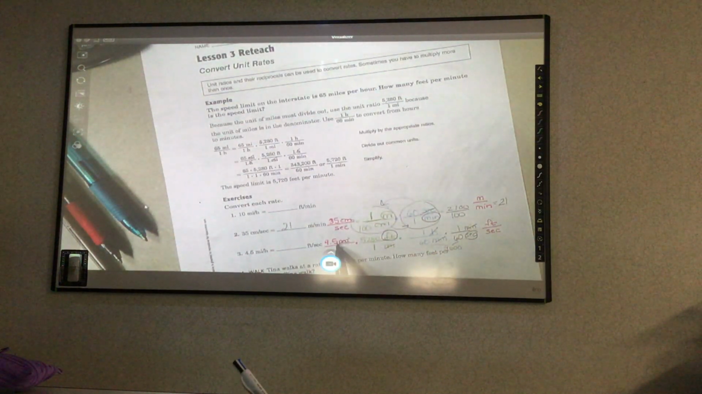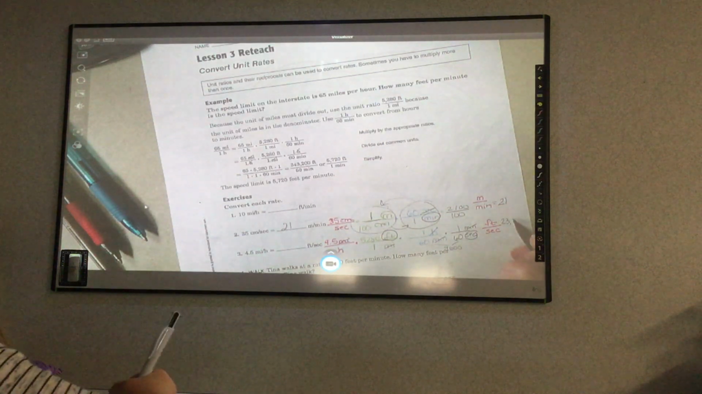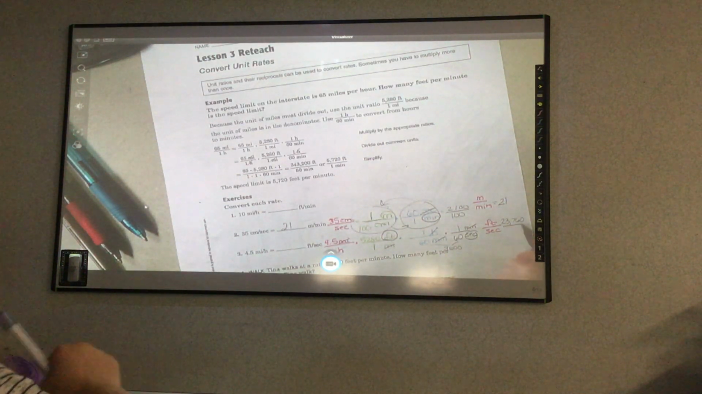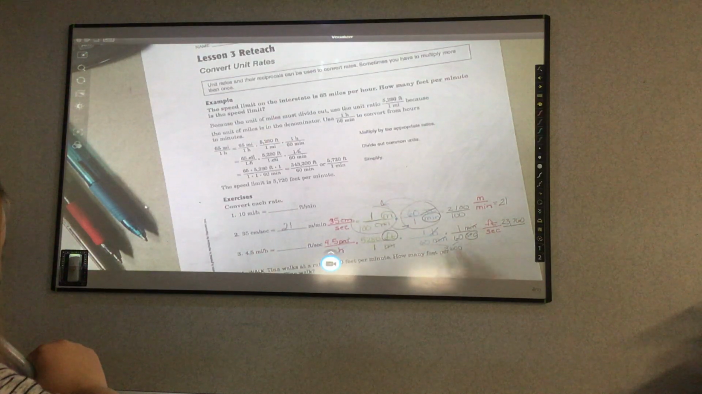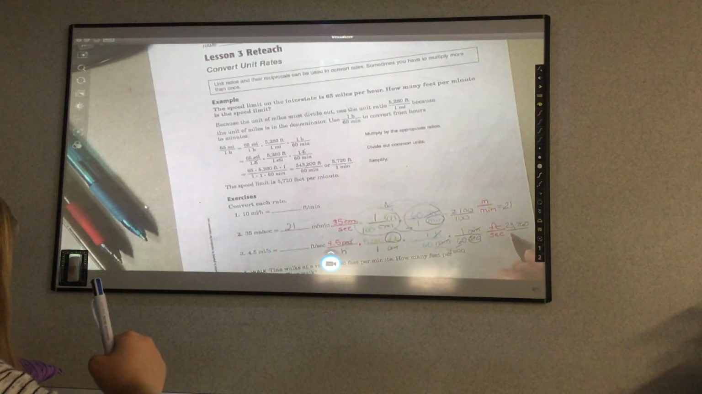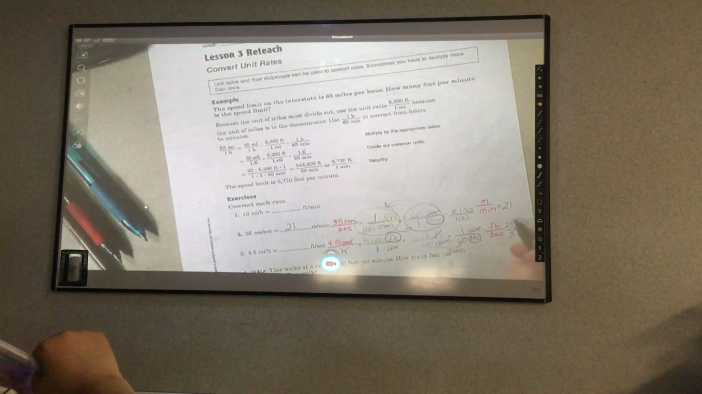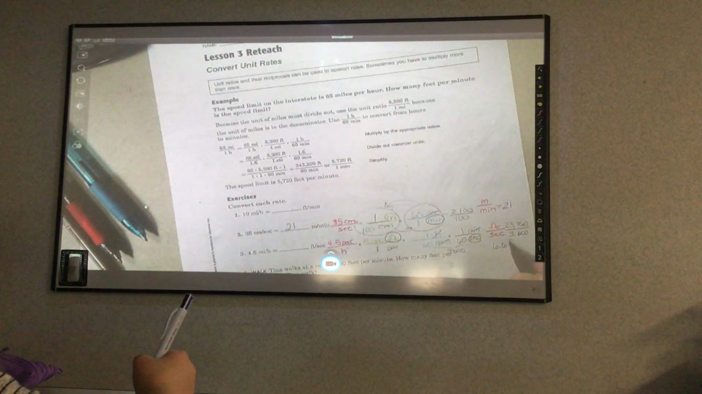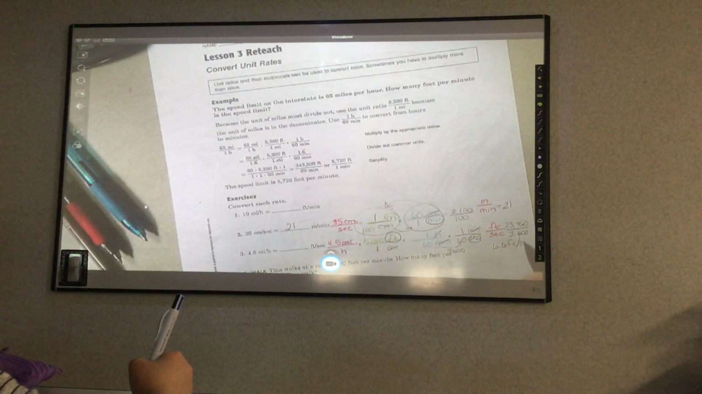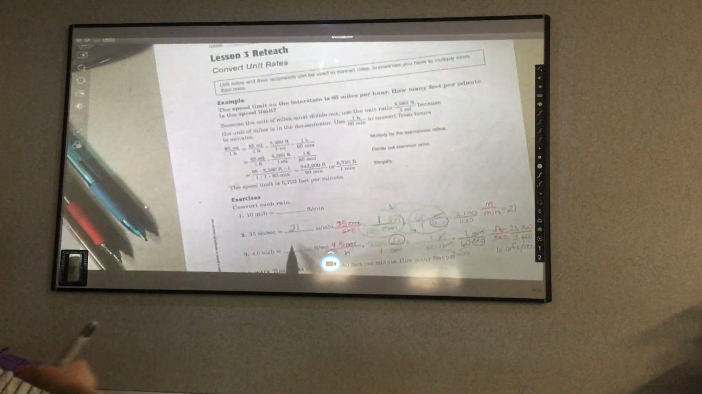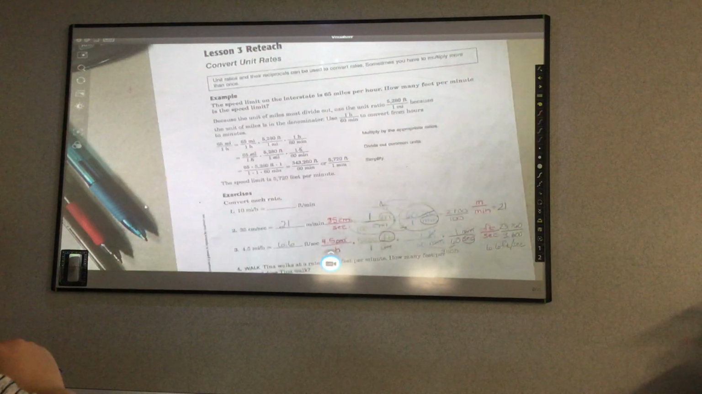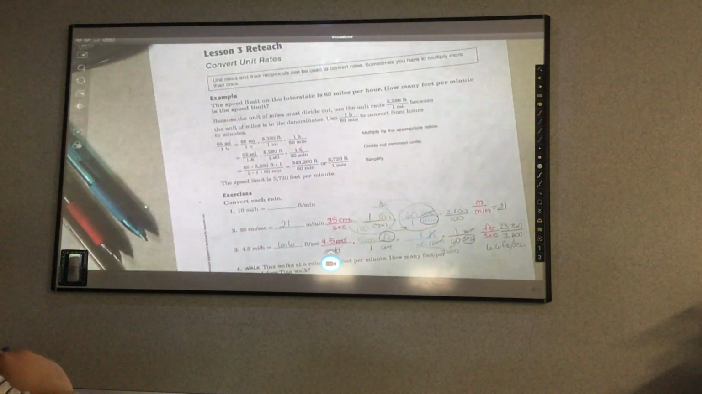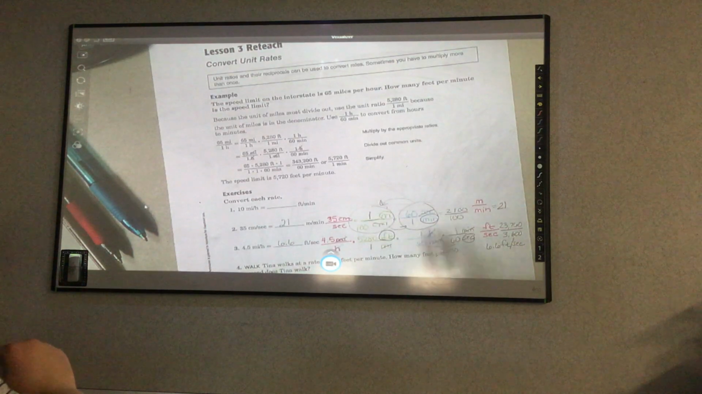But then we multiply 4.5 times 5,280 times 1 times 1, and that becomes 23,760 over 1 times 1 times 60 times 60, which is 3,600. Then I put this in my calculator, and I got 6.6, and it'd be feet per second. So on my line, I'm going to write 6.6. If you can do it without doing the 2, that's fine.